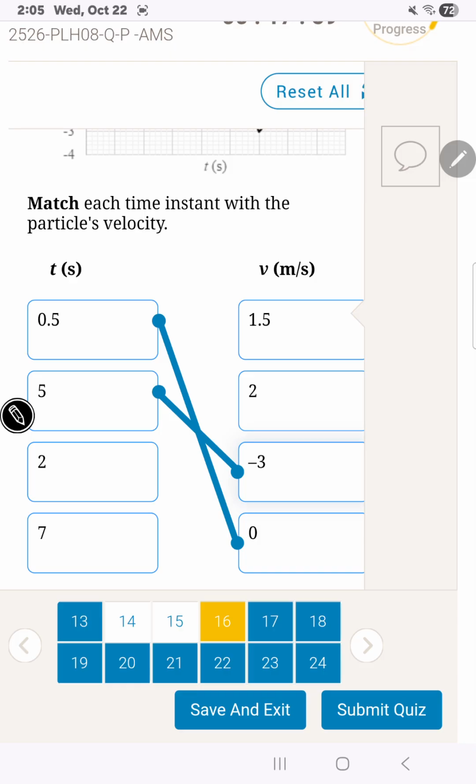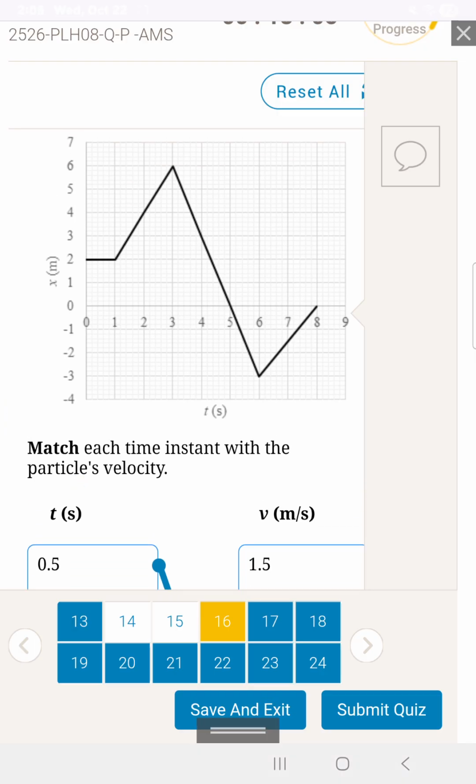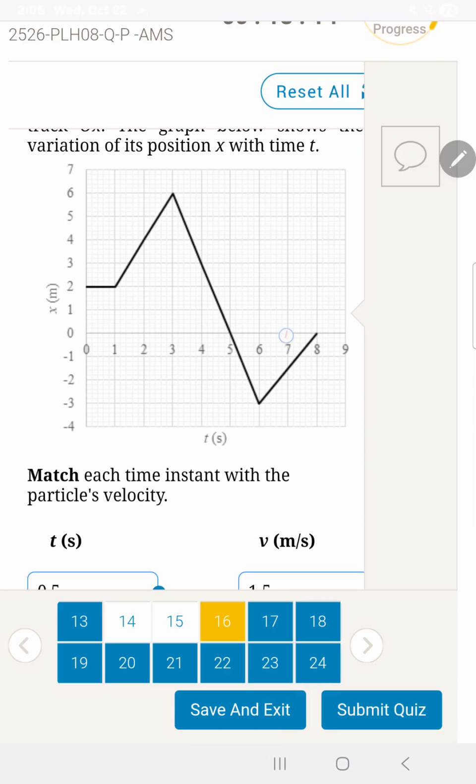And then you do the same thing with the other ones. When the time is 2, you go to this line and you find the slope. And then at 7 you go to this line and you find the slope.